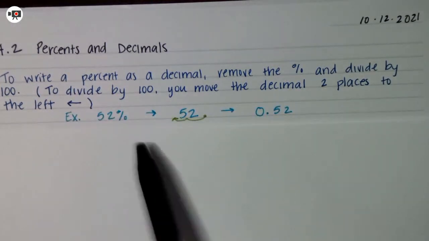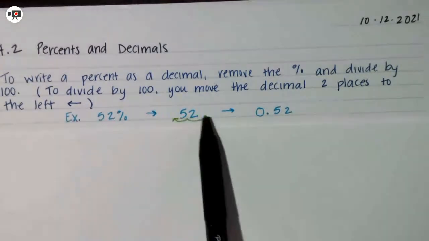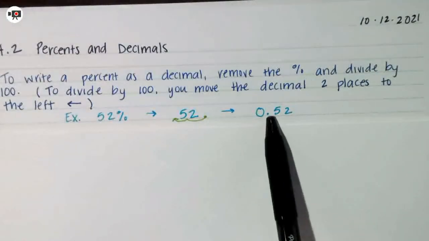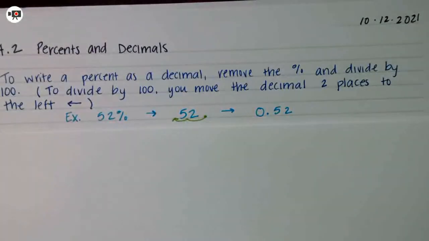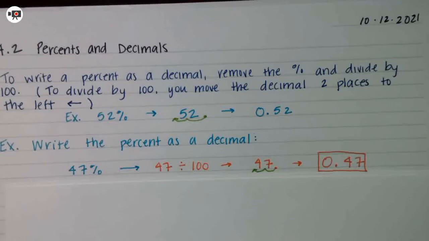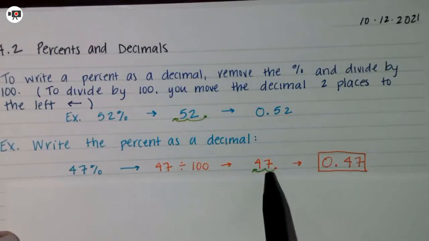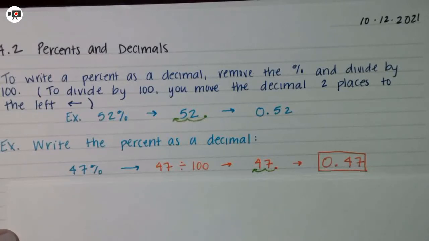So that looks like this: if I have 52%, I take my number, 52, move my decimal 2 places to the left, and I have 0.52 as my decimal. All you do is move it 2 places to the left. So for these, if you were to write this percent as a decimal, for 47, you would have 47 divided by 100, which means you move your decimal 2 places to the left, and we have 0.47.